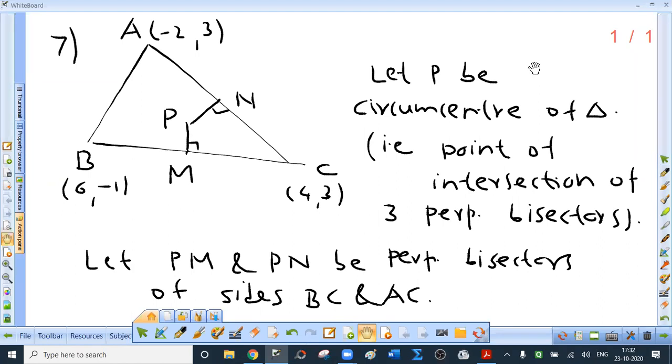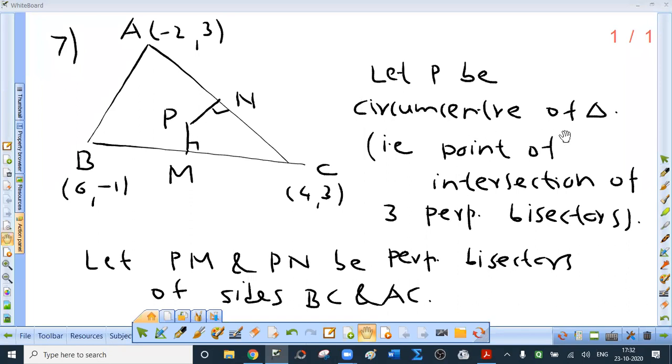It is the point of intersection of three perpendicular bisectors. But in this case, we need not find all the three. Why? It is sufficient to find only two perpendicular bisectors. The third has to pass through the point of intersection of these two, right? So consider any two perpendicular bisectors.